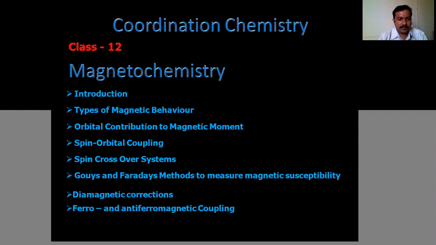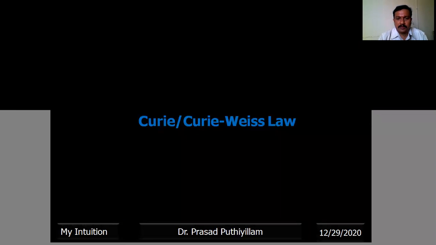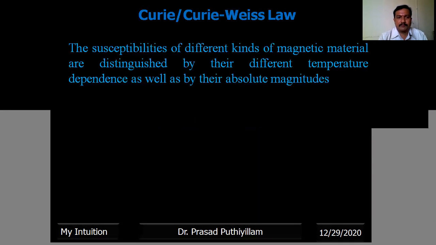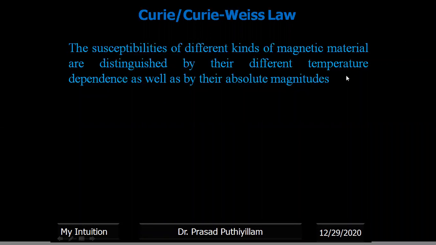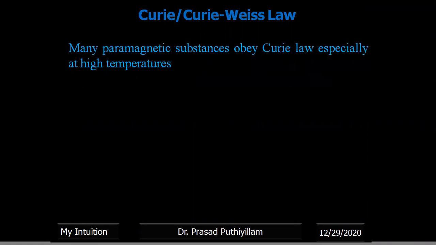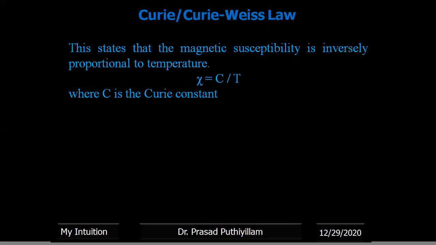I'll be explaining the Curie law and Curie-Weiss law and, in continuation of that, ferro and antiferromagnetic coupling. The susceptibility of different kinds of magnetic materials is distinguished by their different temperature dependence as well as their absolute magnitude. Many paramagnetic substances obey Curie law, especially at high temperature.